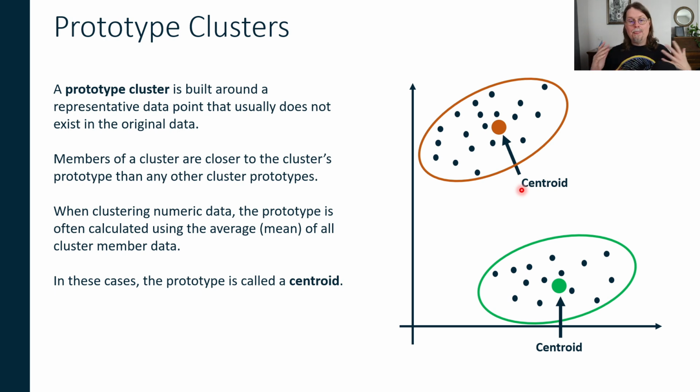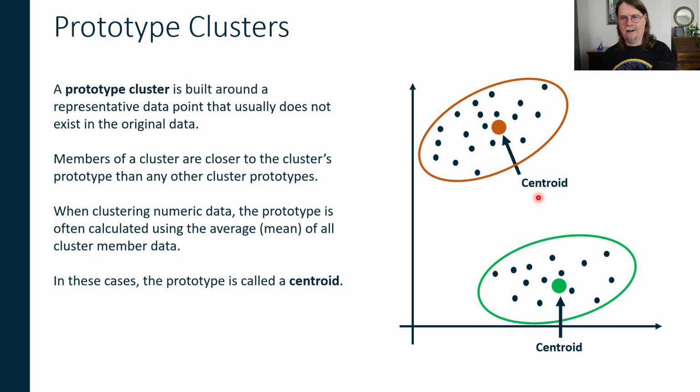Okay. Now, that's not the only calculation you can use. For example, you can also use the median to calculate the XY coordinates for these guys. And these would then be known as medoids, not centroids. Medoids and centroids both are prototypes, but not every prototype necessarily is a centroid or a medoid.